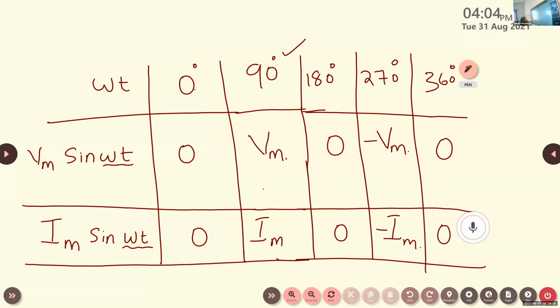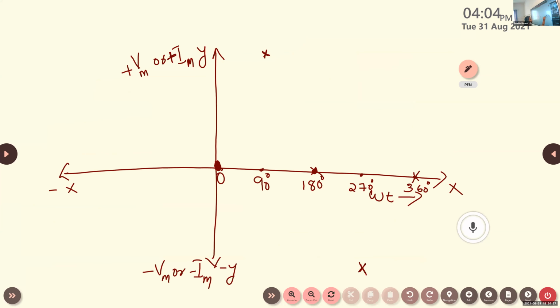Now the last one, if the phase angle omega t is equal to 360 degree, what will be the value of Vm sin omega t? It is again 0. That is here. So now we can join all the points. It will be in the form of a sine function. So this solid line graph represents the graphical representation of alternating source of EMF, that is equal to Vm sin omega t.